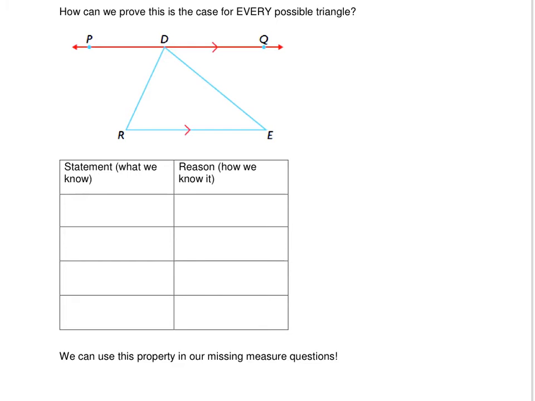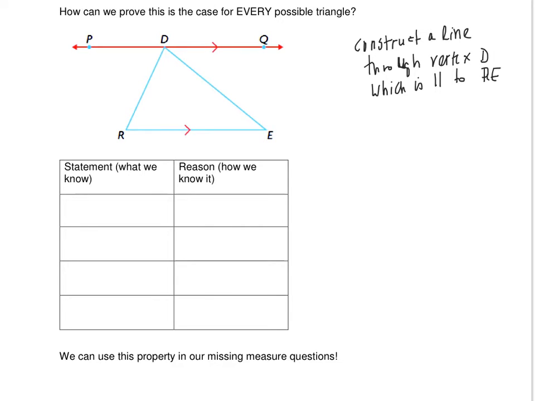But basically what you do here, in order to prove that the three angles in a triangle add up to 180, is first start with a triangle and then construct a line through vertex D, which is parallel to the base of the triangle, RE. And I'm just going to put a couple of numbers on the angles.